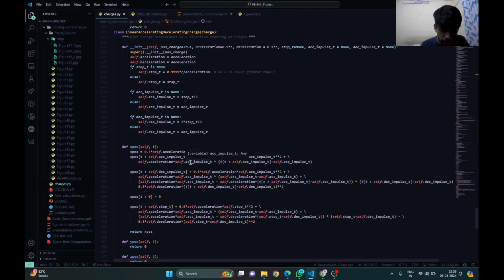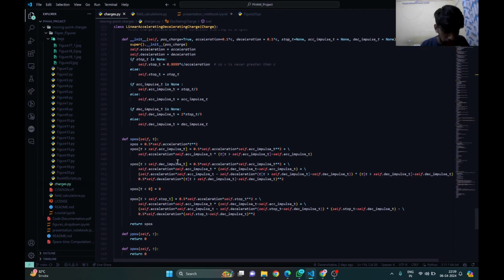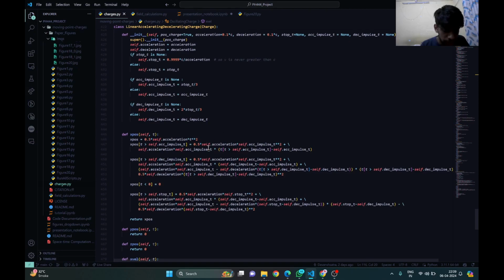So you cannot use if statements to define what the function is, to define where the charge is at what time, since numpy arrays don't work with if statements very well.